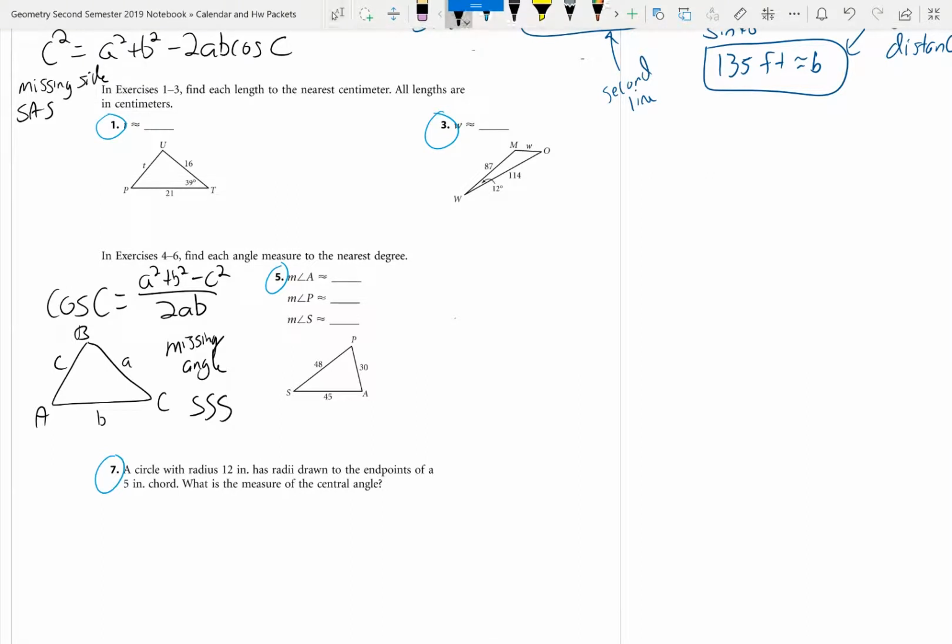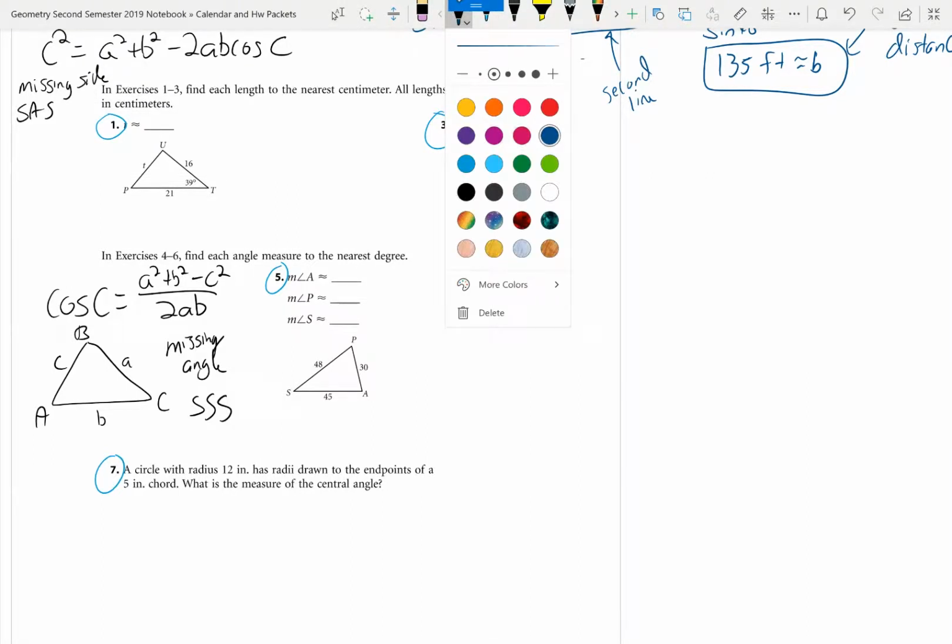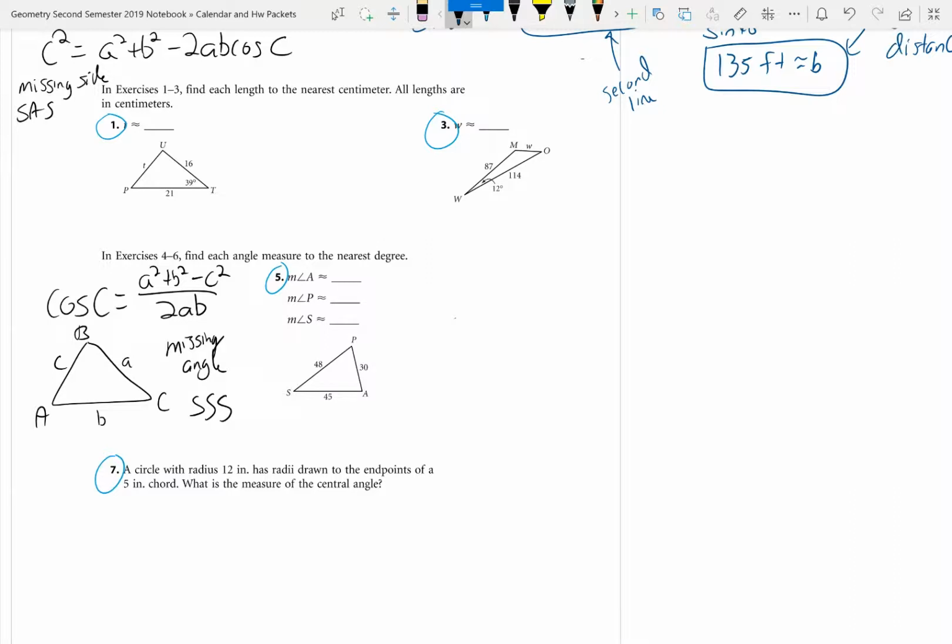So for this problem here, you'll notice it's not A, B, and C, but we can still use the equation. This is going to be lowercase p, lowercase u. And in this case, notice how it's side, angle, side. This is SAS. So this equation will look like this: t squared equals u squared plus p squared minus 2up cosine t.